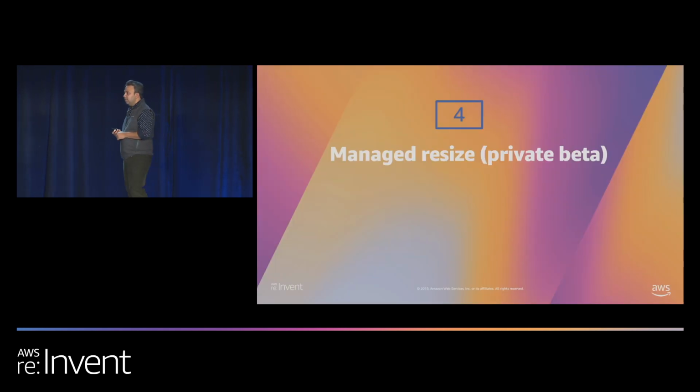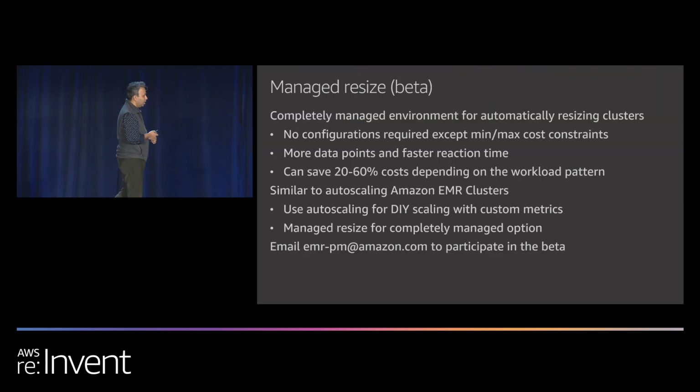The next thing that we're doing is we're adding a new capability to EMR called the managed resize. A lot of our customers use auto-scaling clusters. Auto-scaling clusters are essentially you decide what metric you want to scale on. We will give you a simple API to define that metric. You decide when you want to alert on that metric. And if the metric goes above a certain threshold, you can scale up or you can scale down. So we already have auto-scaling. We've had that on the platform for a really long time.